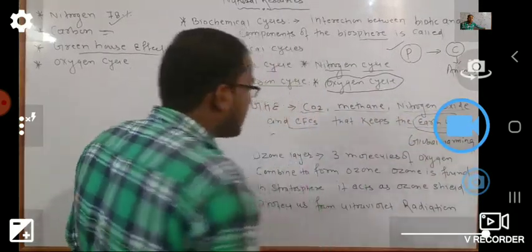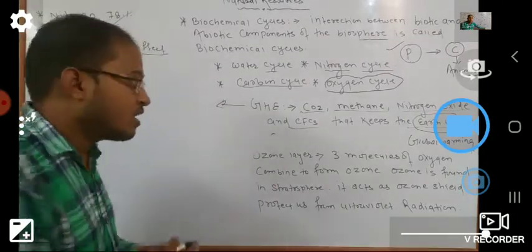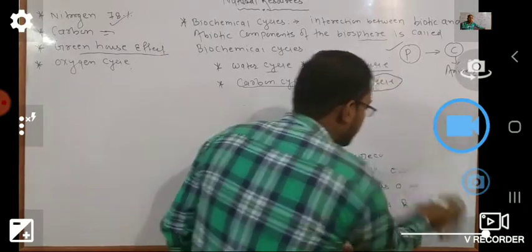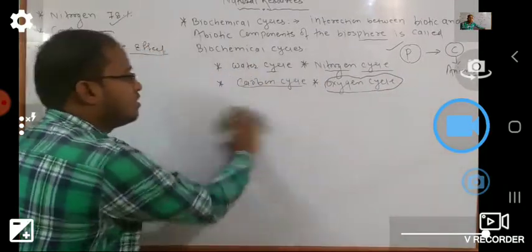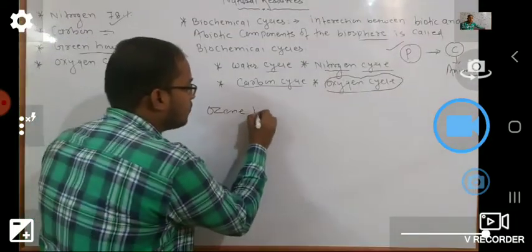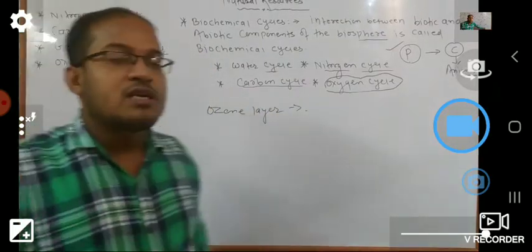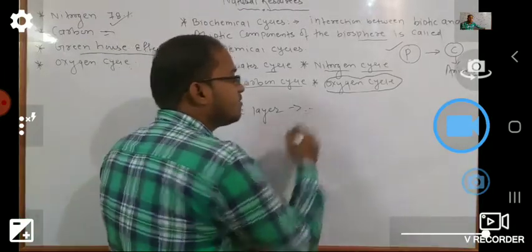Okay, so at last we are going to discuss the meaning of the ozone layer. Coming to the next point, ozone layer. Okay, we are going to discuss the meaning of ozone layer. What is the meaning of ozone layer? Actually we know that the ozone layer is very important and it is present in our stratosphere.